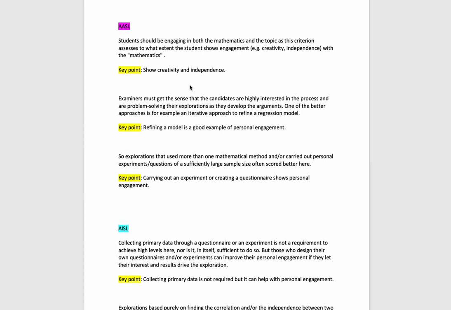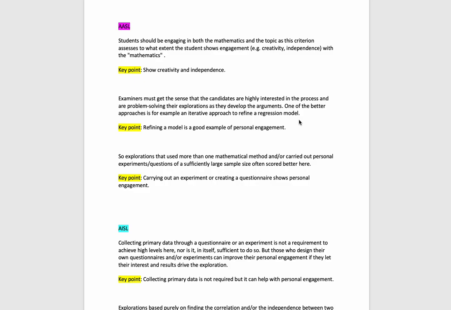Show creativity and independence. Refining a model is a good example of personal engagement, right? So a lot of my students do modeling IAs, and you create a model, and then you can actually refine the model by saying, right, this model's fine, but it could be better if I did this. And this relates nicely to reflection as well, which you'll see soon.